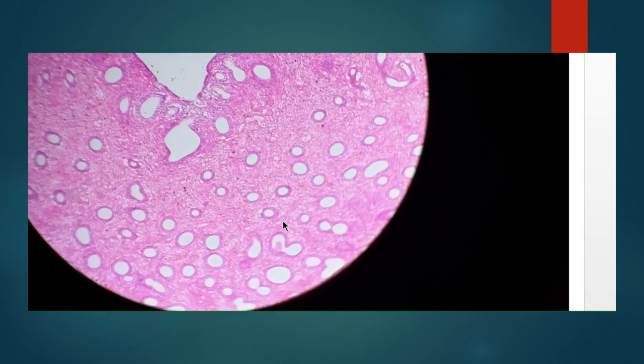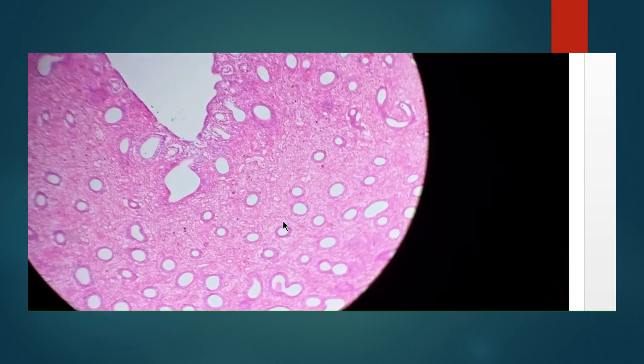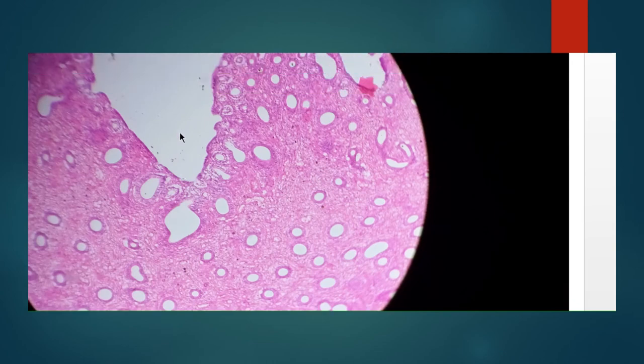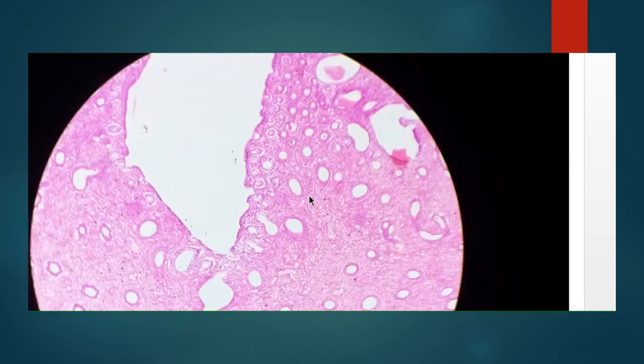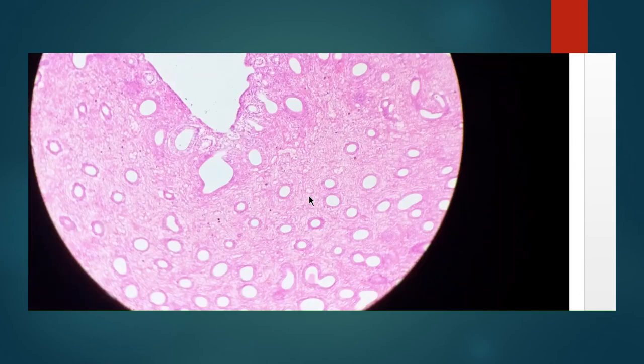Other identification points you can study and remember. I'm just showing you how to identify this slide: the presence of uterine glands and the epithelium. Study the epithelium. What is the lining epithelium of this uterus? These spaces are nothing but your uterine glands. And this is a somewhat clearer picture of the uterus.